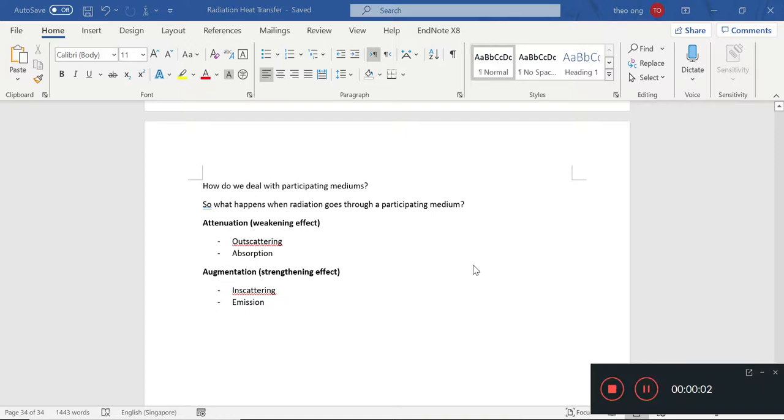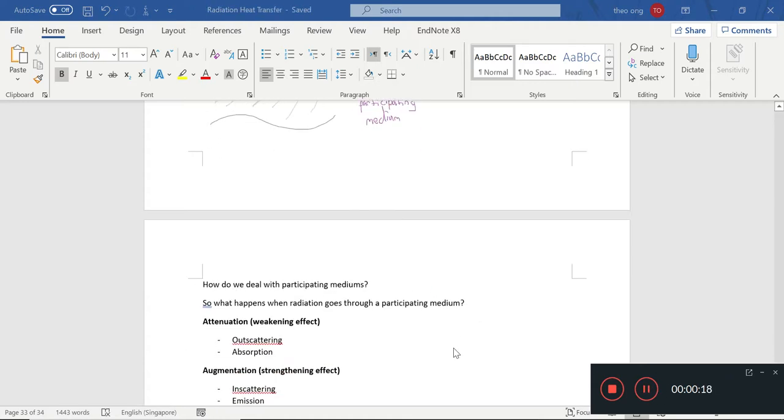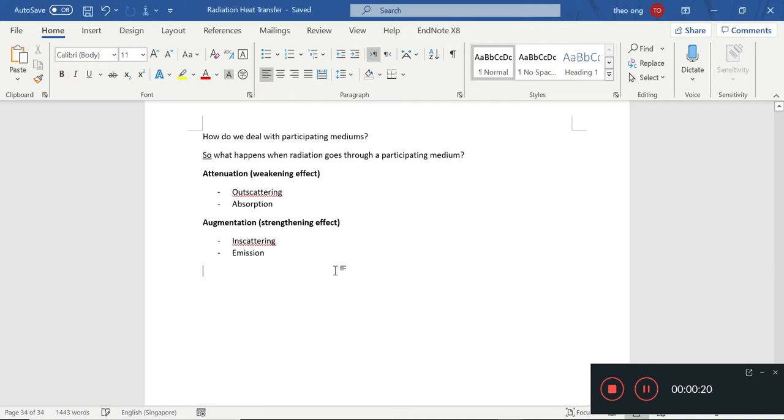Hello everybody, welcome back to our radiation transport or radiation transfer equation. In the last video we talked about the radiation transport equation, sometimes also known as the radiation transfer equation. They have the same kind of acronym, but they pretty much mean the same thing. They are just equations that tell you how radiation is affected when it travels through participating media.